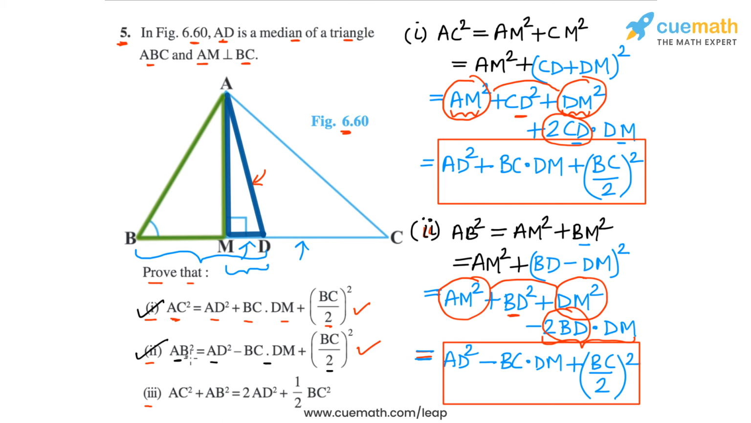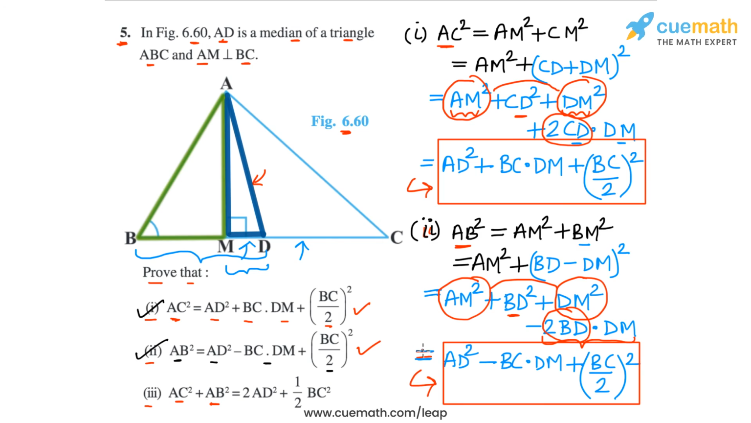Now let's come to part 3. In part 3 we have to find the left hand side, which is simply AC square plus AB square. So what we can do is simply add the equations we have obtained in the first two parts. So AC square is equal to this expression and AB square is equal to this expression. So we simply add these two and we will get the desired result.